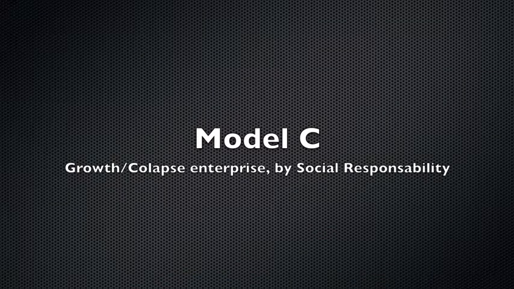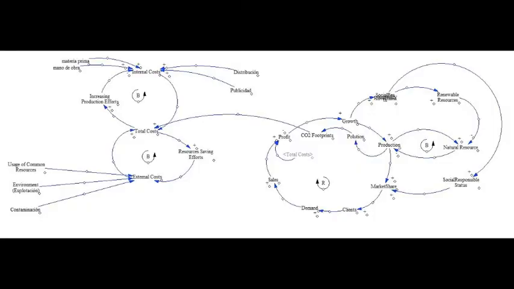Model C. Finally, we use a dynamic model to explain the relationship between social responsibility and the success or failure of a company. In this model, we can see the interaction between Model A and Model B and the relationship between the social responsibility investments.